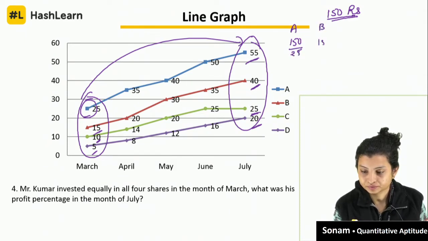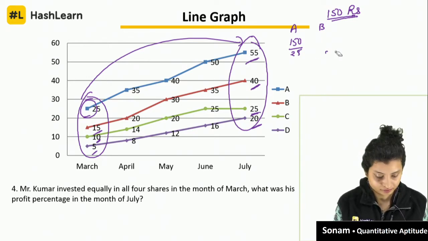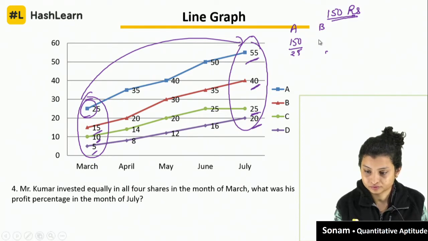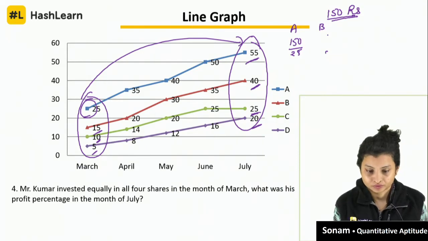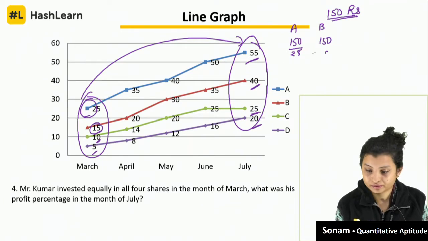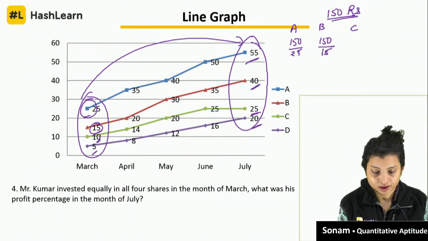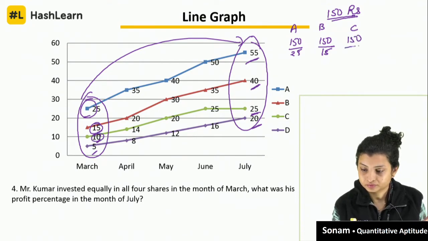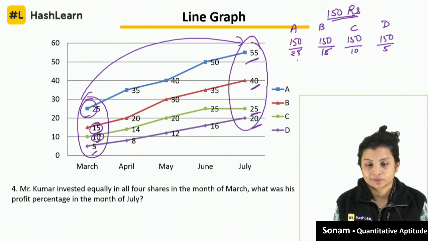share B. So 150 divided by 15. Okay, and then share C, that is 10, and share D. So that is how much? 150 by 5. So how many shares of A can he buy?